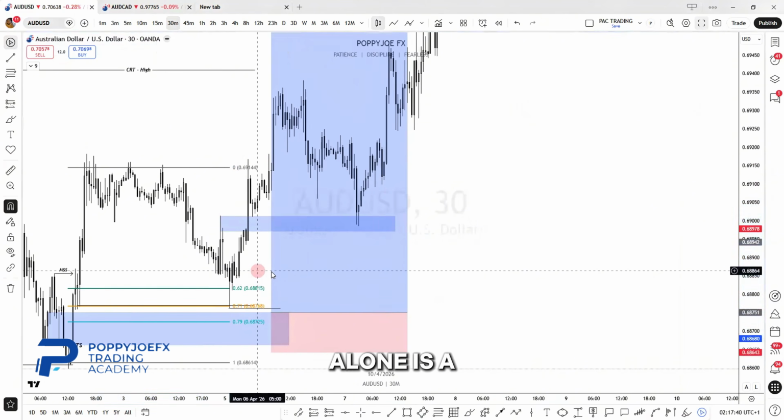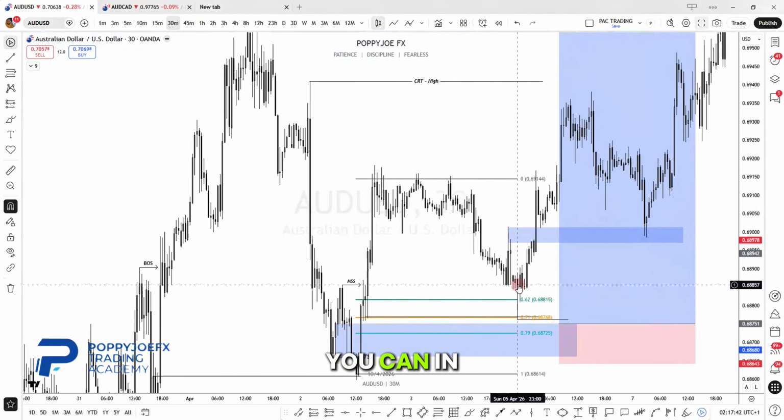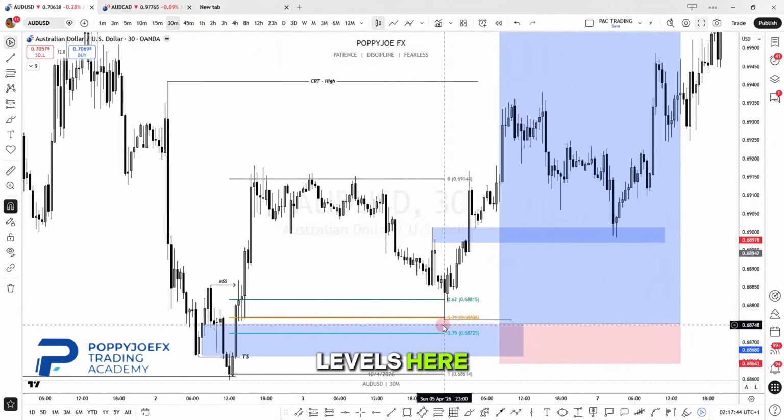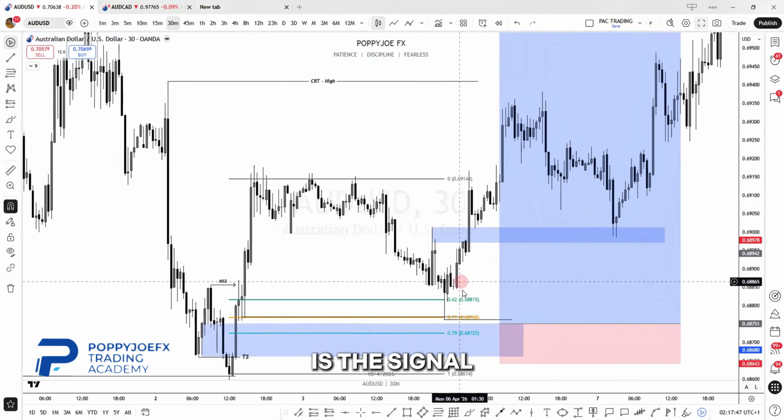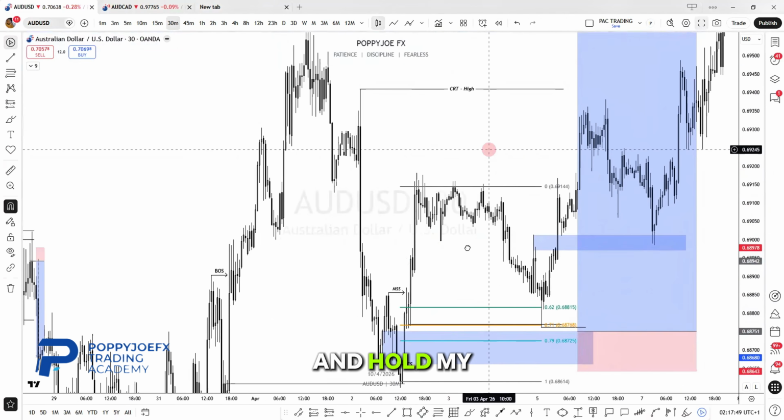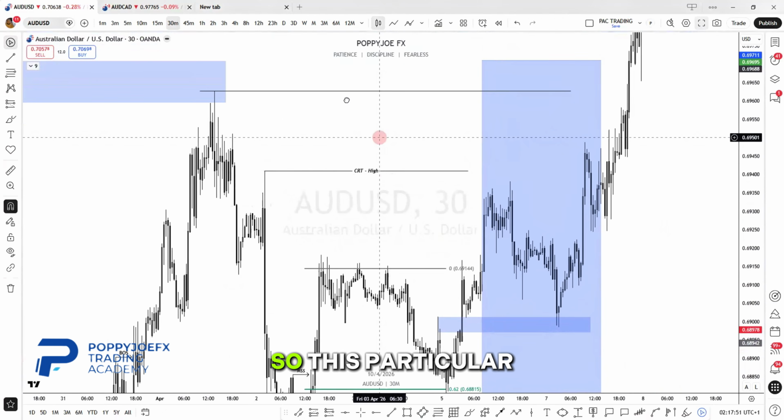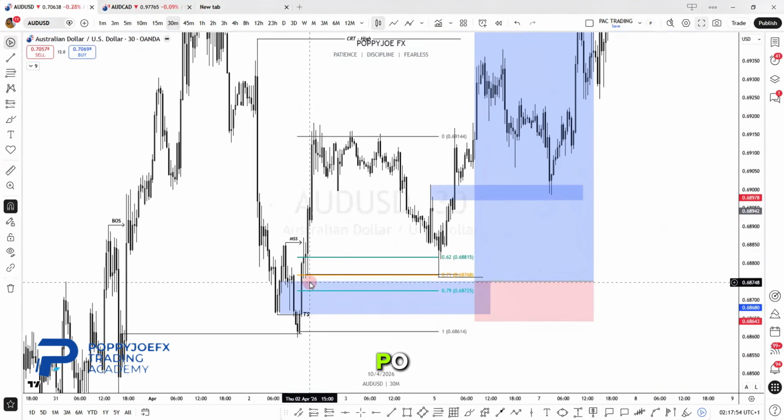So that rejection alone is a confirmation of the trade I need. You can, in fact, see price rejected at 2 levels here. And that alone is the signal for me to take my buy and hold my trade to my target, right? So this particular trade was missed because I used POI.